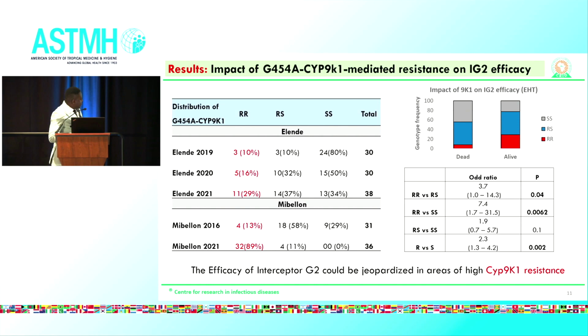And you notice that in Nebelong, the frequency of this allele was very high, very close to fixation. Whereas going back to 2016, we had a very low level of this mutation, showing that the selection is very high, and that in locations where you have 91 resistance, the efficacy of Interceptor G2 could be jeopardized. And you have here the ratio comparison between homozygote resistant mosquitoes, heterozygotes, and the susceptible for the ability to survive exposure to this net.